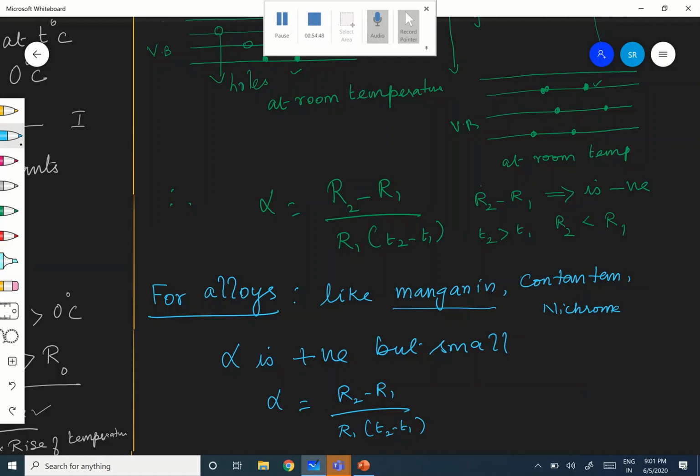In that case, we prefer alloys, manganese, constantan, or nichrome. Usually it is manganese and constantan that is meant for making resistance coils. Why? Because here its alpha is very less. It won't show appreciable change in the resistance as you increase the temperature. Are you following?